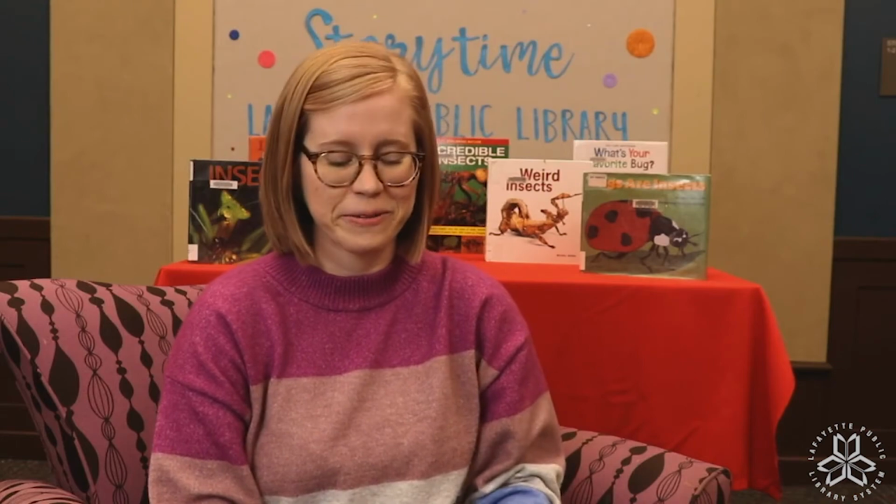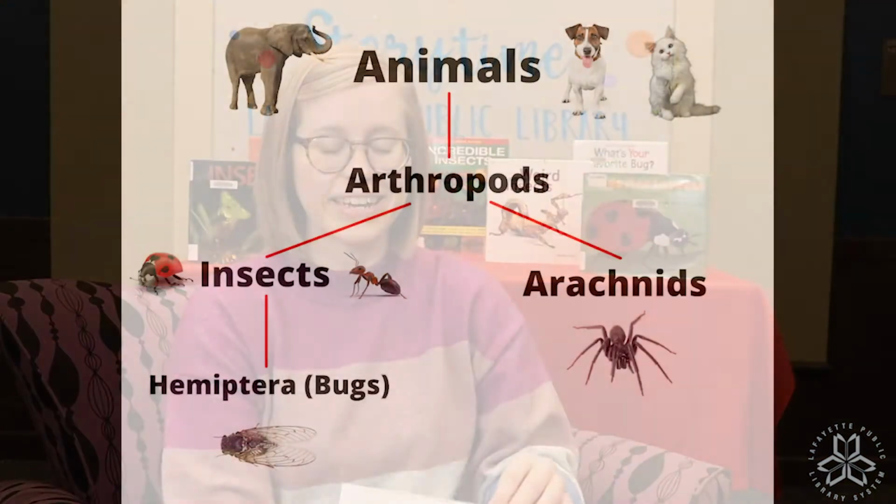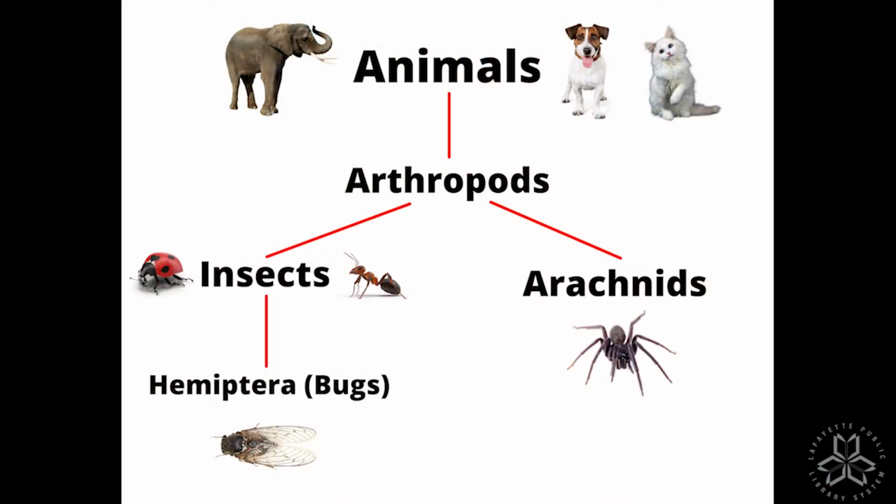All right, let's sum up what we've learned so that we can get on to the cool challenge part at the end of this video. To sum up what we've learned in today's video, insects are part of an animal group known as arthropods. And arthropods also include things like arachnids or spiders, myriapods like centipedes, and crustaceans like crawfish. But we learned more about insects.